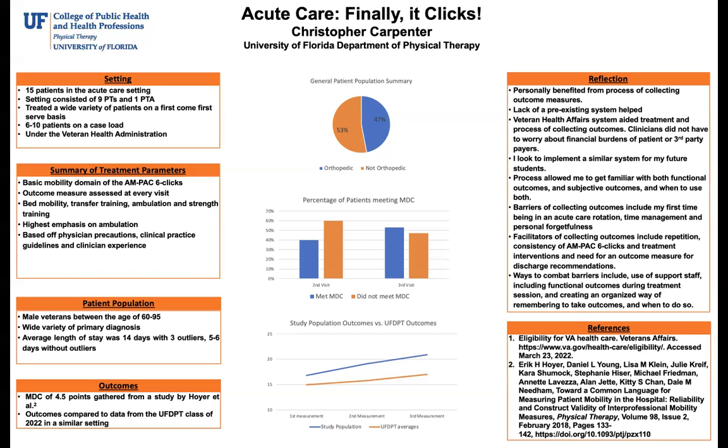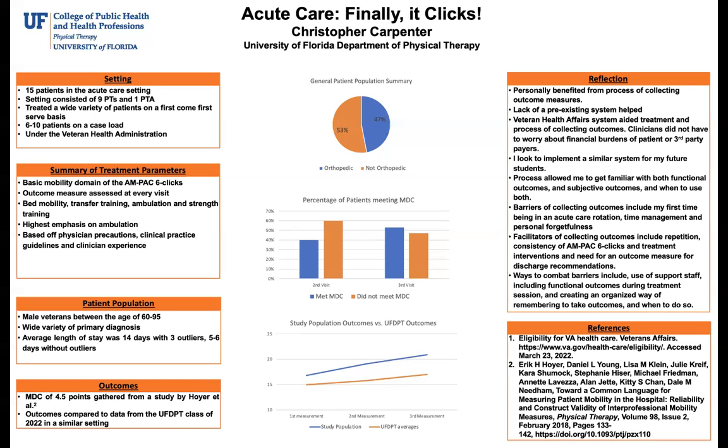So moving to the outcomes, I used a minimal detectable change that was found to be 4.5 points. And this was found for a population within the general acute care setting. So this just means that the patient must increase their score by 5 points on the 6 Clicks scores to denote a meaningful change.